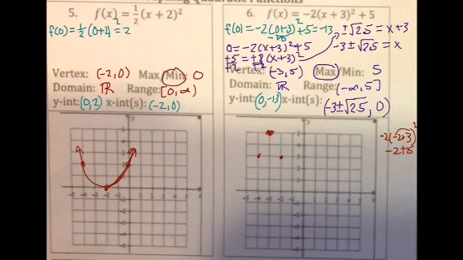You could do the same thing with negative 1. X is negative 1, so I'm going to put negative 1 plus 3 squared plus 5. So this is 2, squared is 4, 4 times negative 2 is negative 8, so negative 8 plus 5 is negative 3. So right here I have a negative 3. Because of symmetry, I know that negative 5, negative 3 also exists on this graph. And so there's the function.